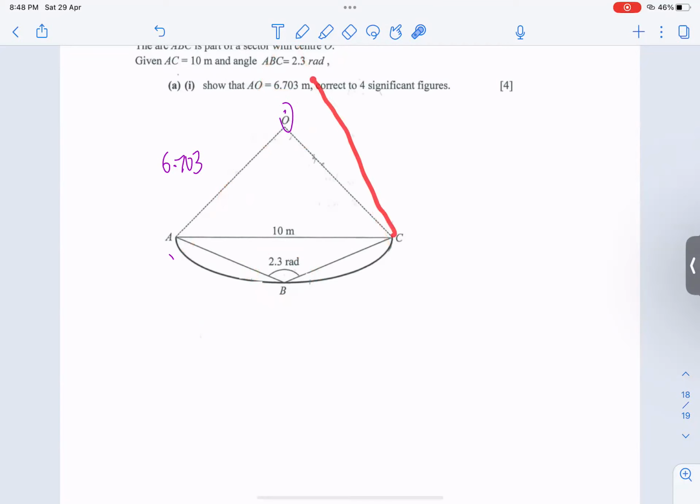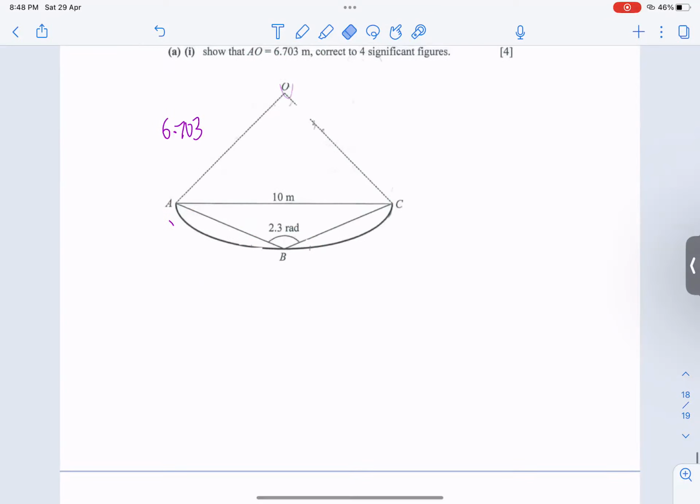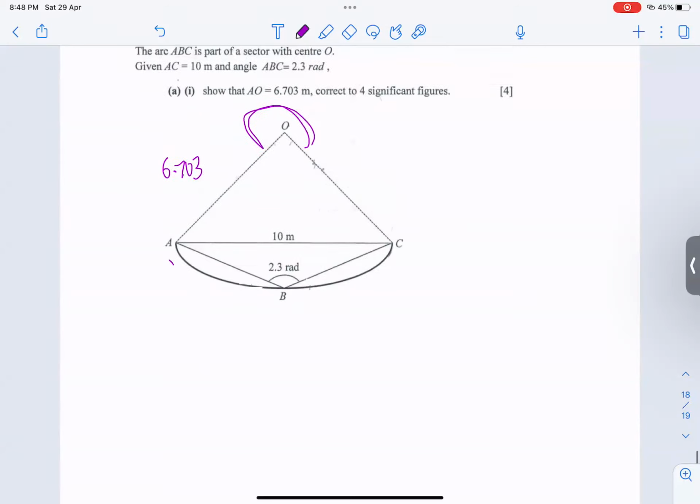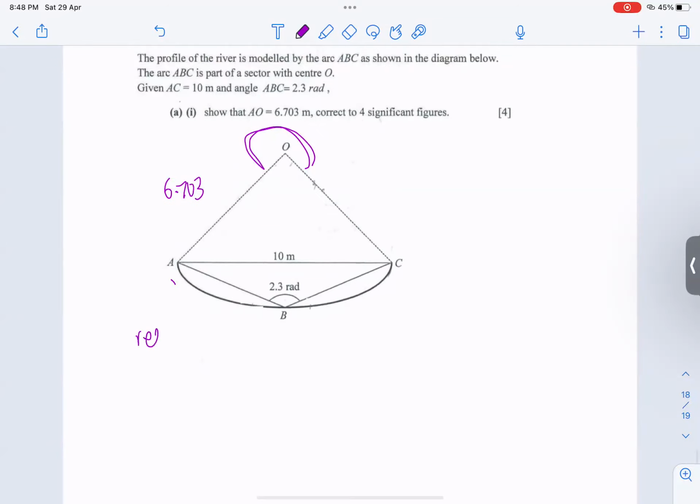You get the other side one. Then after that you get this angle. They are both okay. I'll just use this one. Okay, so you find reflex angle AOC equals 4.6 radians, because angle at center equals 2 times angle at circumference.